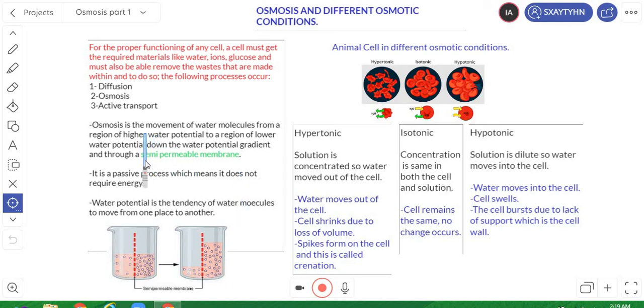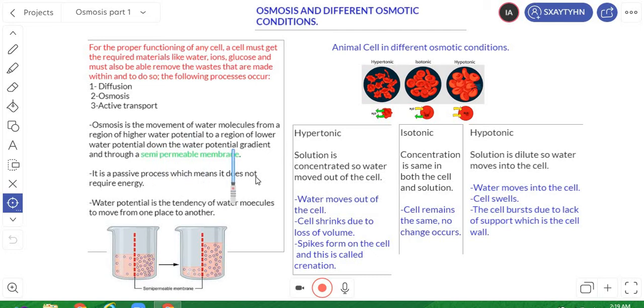From a region where the number of water molecules is high to a region where the number of water molecules is low, or you can say from a region of higher concentration to a region of lower concentration, but it would be better to use this terminology as this is the perfect definition and it is most preferred.